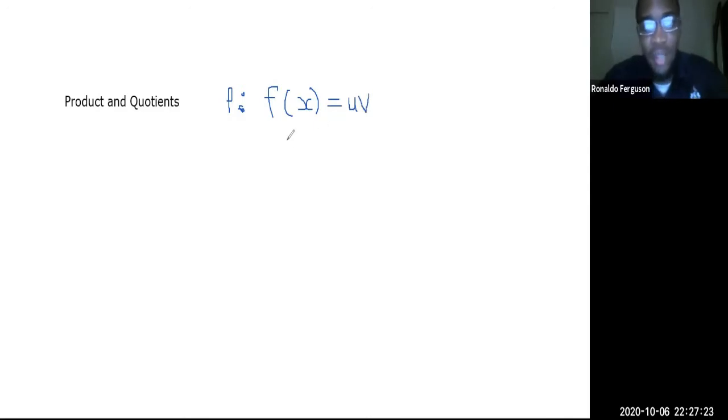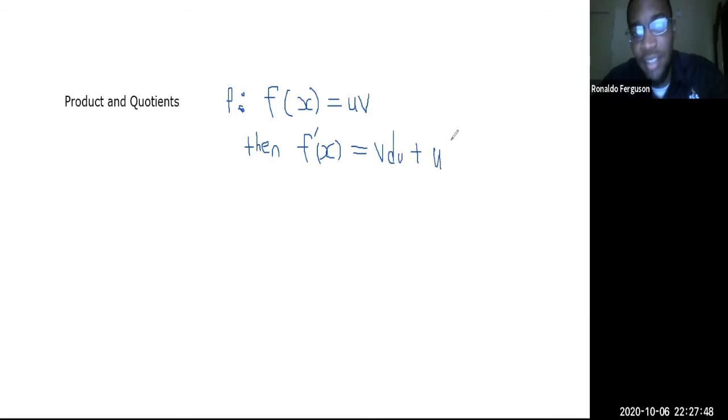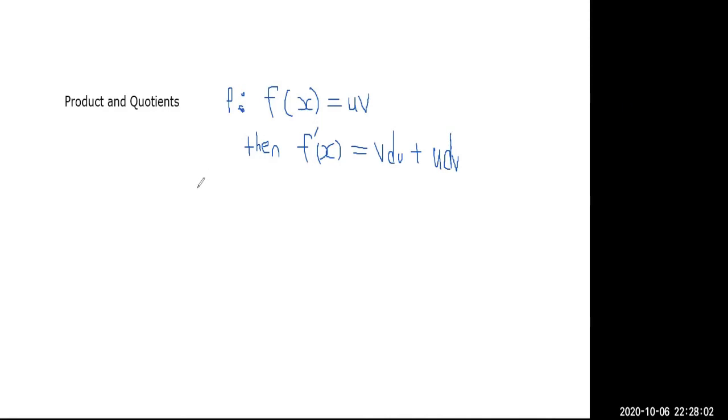If f of x is equal to u times v, then f prime of x is u dv plus v du. Or some people spin it around and say v du plus u dv. So then that is f prime of x. Alright? You remember this one? Yes, sir. Alright, so that's the product rule. So let me give you an example now.